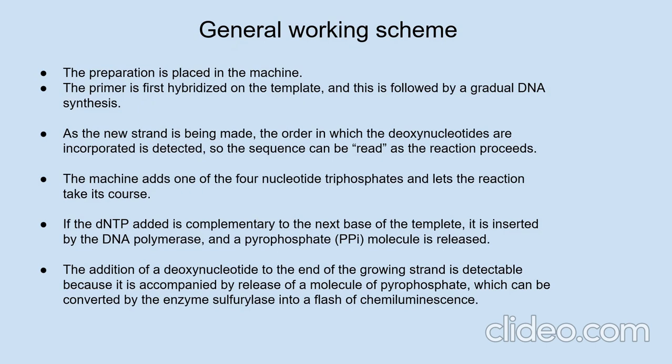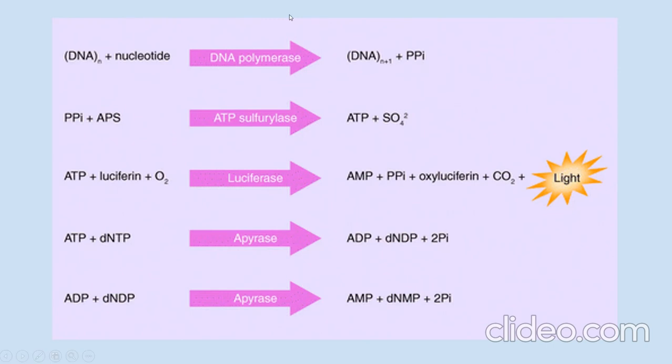The addition of the deoxynucleotide to the end of the growing strand is detectable because it is accompanied by the release of a molecule of pyrophosphate, which converts, through the enzyme ATP sulfurylase, into a flash of chemiluminescence.